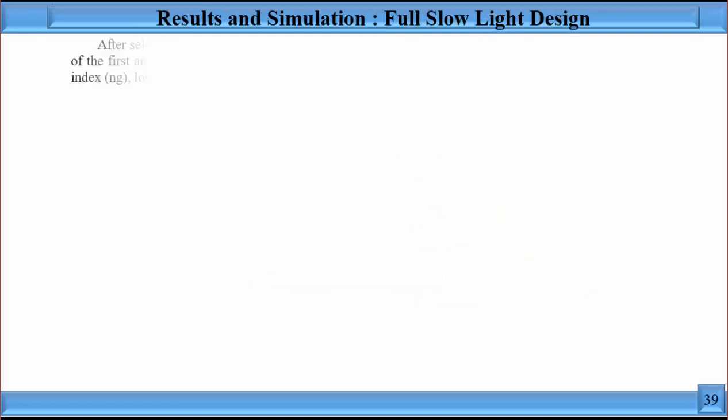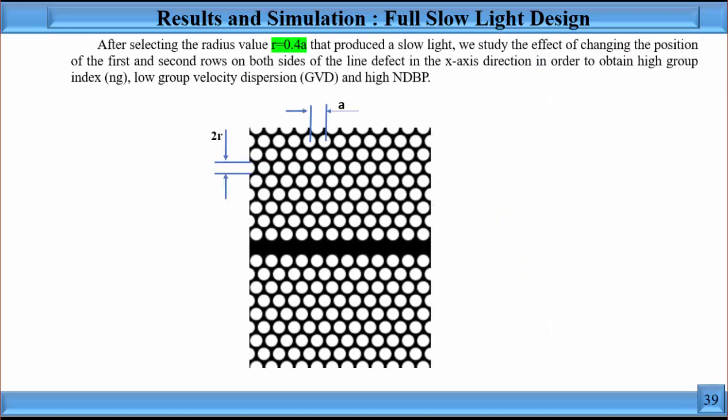Slide 39. Full slow light design. After selecting the radius value r equals 0.4 that produced a slow light, we study the effect of changing the position of the first and second rows on both sides of the line defect in the x-axis direction in order to obtain high group index, NG, low group velocity dispersion, GVD, and high NDBP.